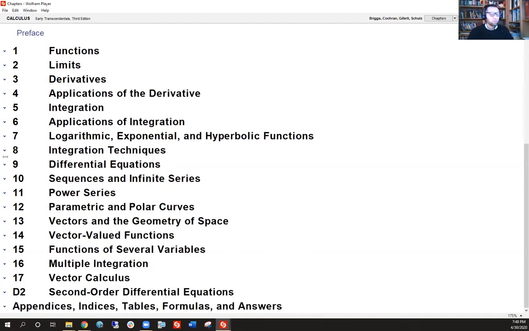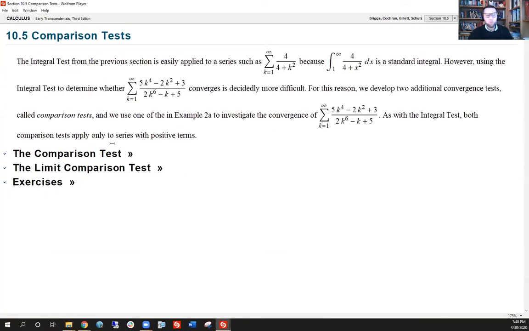So topics are the same. The approach is relatively standard, pretty similar to the Stewart text that we've been using, with just a few of their own spins on things. Rather than digging through and trying to find the best section for everything, I thought I would just share what I'm doing in class. So tomorrow I'm going to be talking about the comparison tests. I'm working from the ebook.